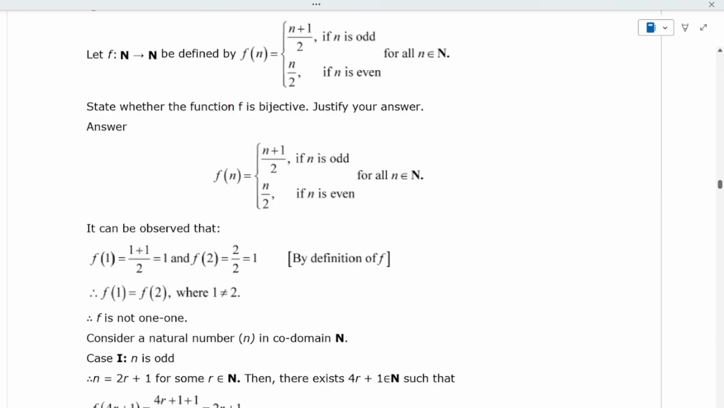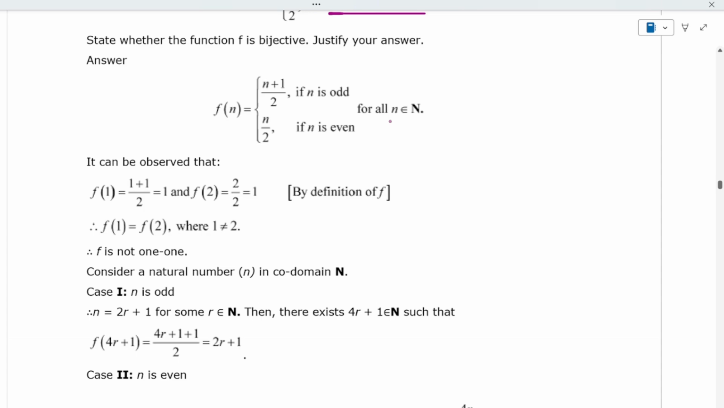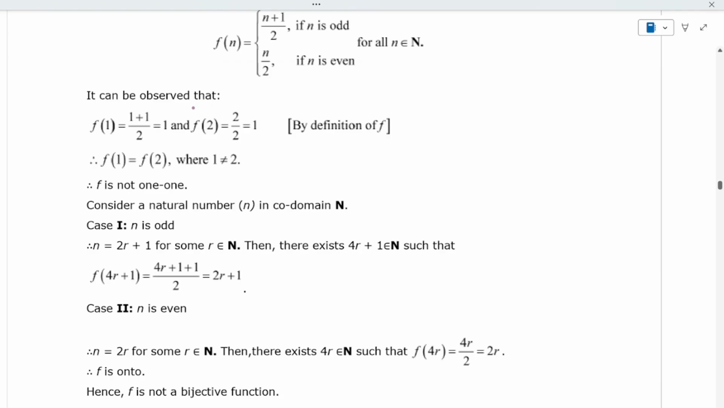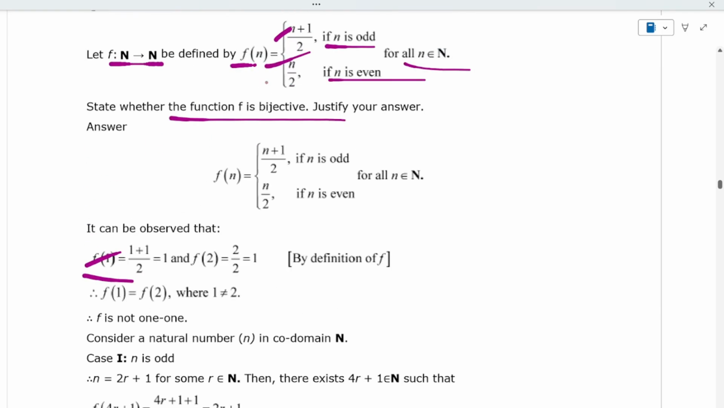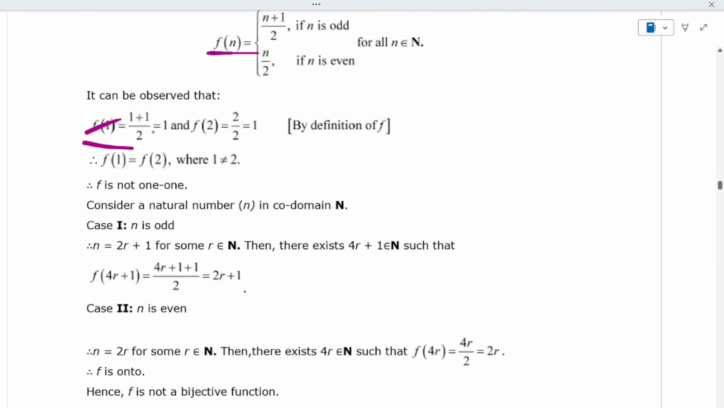And next, see the ninth question, that is natural numbers. The function is given with two cases, if n is even and odd, all belonging to natural numbers. Now we have to show that it is bijective or not. To show bijective, it should be both 1-1 and onto. Now let's see onto. If you take 1 in the n place, you can take it as 1 plus 1 by 2, that will be 1.